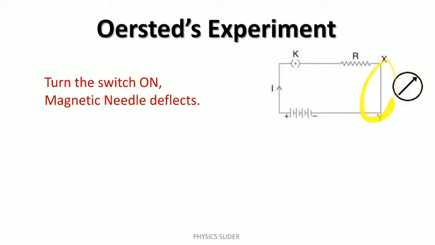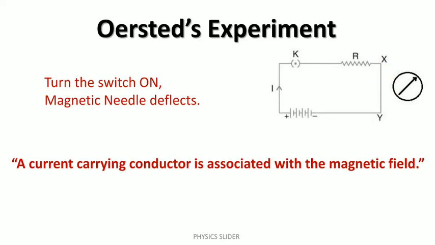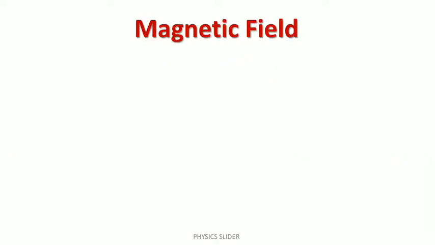It means this current carrying wire is representing the properties of a magnet. So we can say that a current carrying wire is associated with a magnetic field. That is, a current carrying conductor is associated with a magnetic field. This is the conclusion of Oersted's experiment. Now move ahead. We have magnetic field.